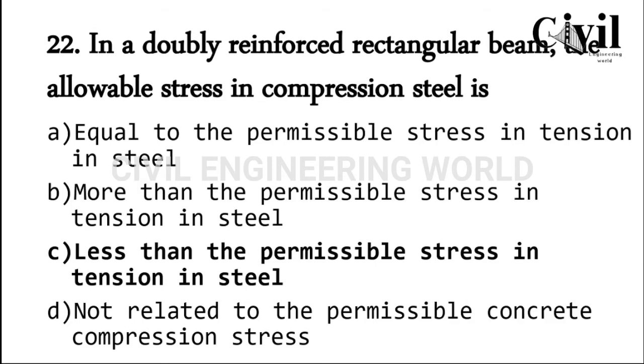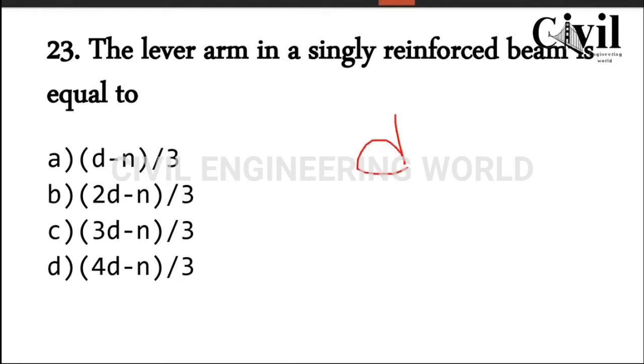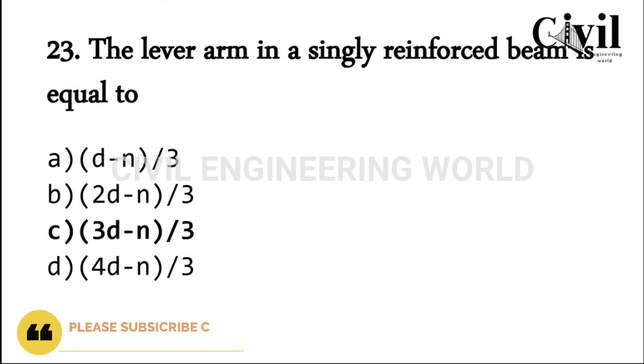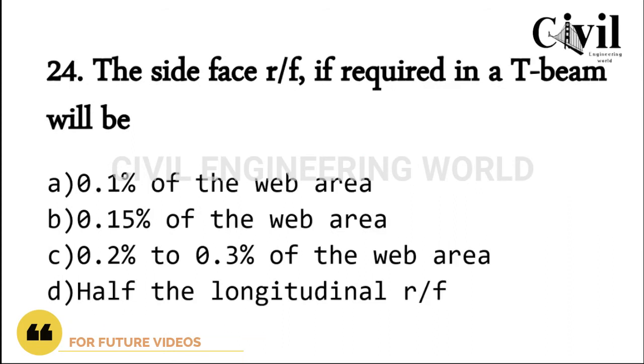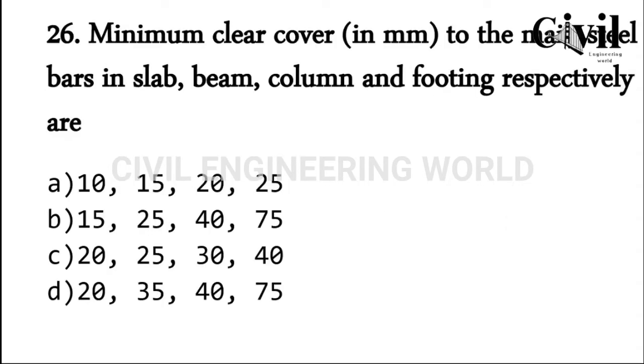Okay, so next, the lever arm in singly reinforced beams is equal to, so its value is d minus n over 3. If we take its LCM, it will be 3d minus n over 3. So here C is the correct answer. Okay, so next, the side face reinforcement if required in a T-beam will be 0.1%. Next is D, beams are designed for both bending moment. Okay, the minimum clear cover to the main steel bars in beam, column and footing will be B: 15, 25, 40 and 75 millimeter for slab, beam, column and footing.